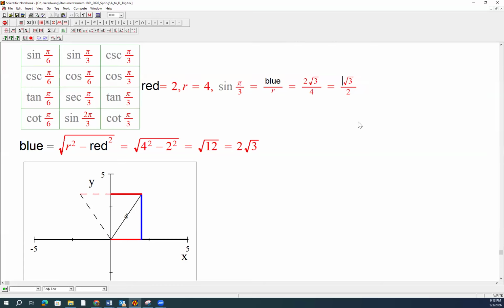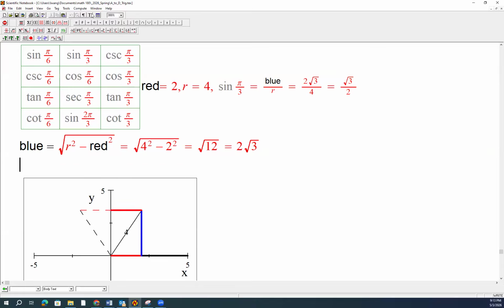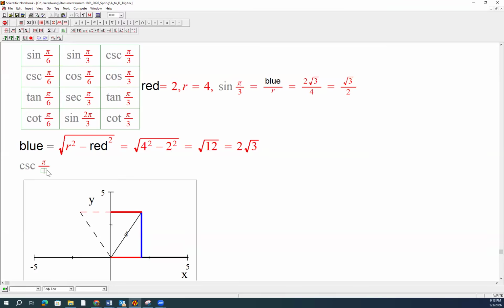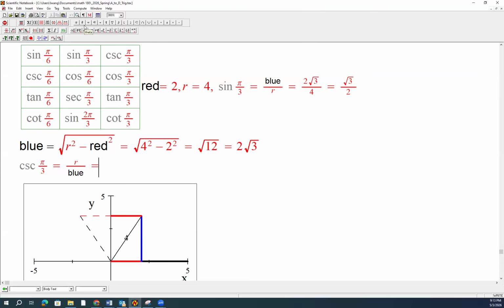How about cosecant pi over 3? Cosecant pi over 3 will be R over blue. R is 4. Blue is 2 times root 3. And reducing it, we get 2 over root 3. Rationalize it as you need. So we got cosecant pi over 3.